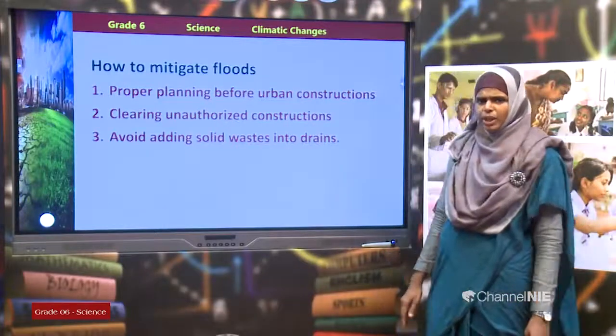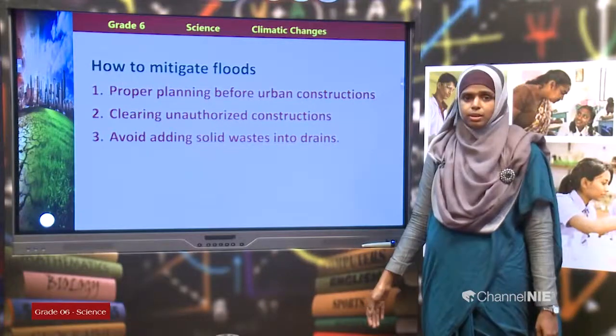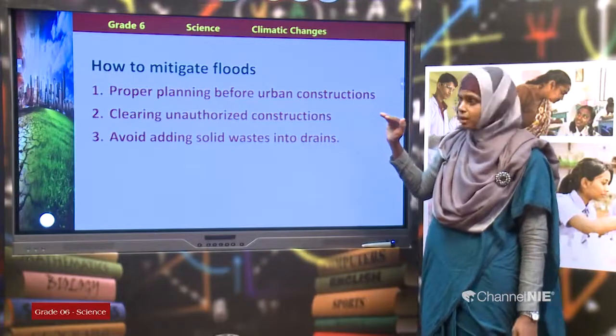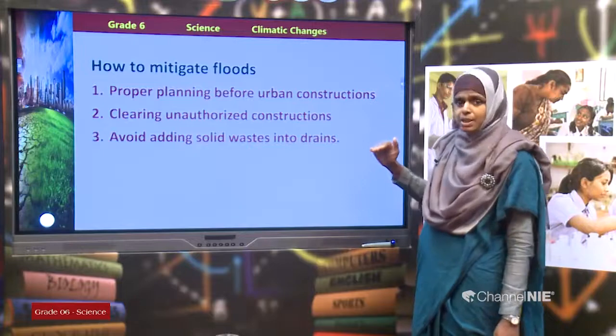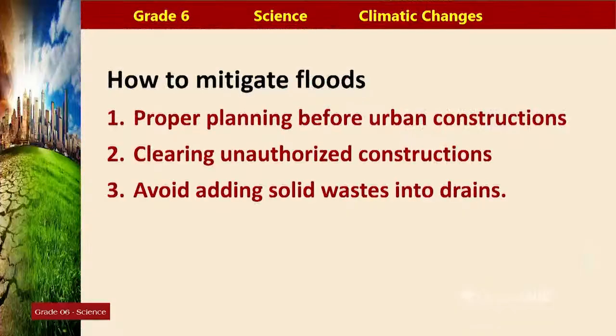What can we do in order to mitigate flood, children? Mitigate means reduce the impact of flood. We can't stop the flood, but what can we do in order to minimize the damage? Yes, proper planning before urban constructions. In the town areas, whenever we are making new construction, it should be planned beforehand. And clearing unauthorized construction. Unauthorized construction, as I mentioned earlier, would prevent the water flow. Natural drainage is prevented, and it should be cleared.